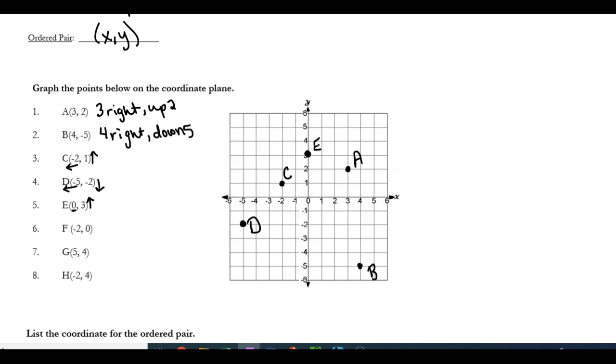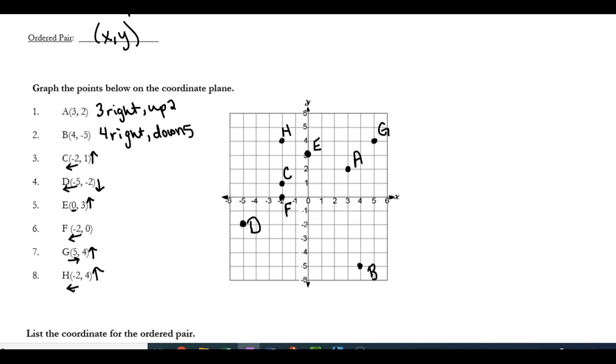Okay, so, excuse me, welcome back. So for F, I do go to the left 2, but then I don't go up or down any. So I just go to the left 2. And that's it. Okay, now I'm going to go to the right 5 and then up 4. So to the right 5 and up 4. That's G. And then H, I'm going to go to the left 2 and up 4. So the left 2, up 4.